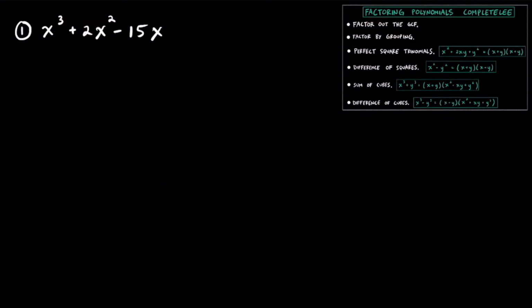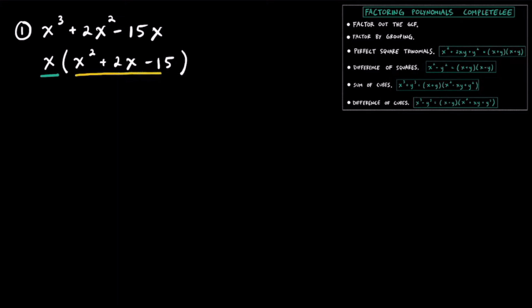For example 1, let's go ahead and factor x cubed plus 2x squared minus 15x completely. So first notice that all 3 of these terms have an x, so that's their GCF. I'm going to factor that out. And we're going to be left with x squared plus 2x, and then minus 15. Now that we have a linear term on the outside, or x, that can't be factored anymore.